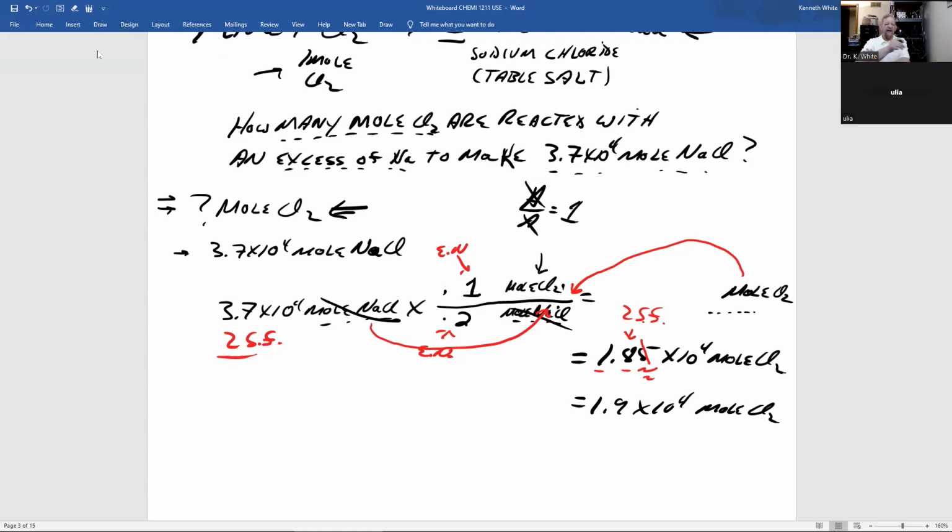So if I want to make 3.7 times 10 to the 4th moles of sodium chloride, I react an excess of sodium with 1.9 times 10 to the 4th moles of chlorine. Now there's one problem here. What? Well, I'm going to tell you.